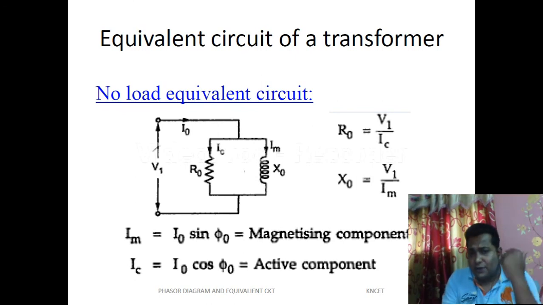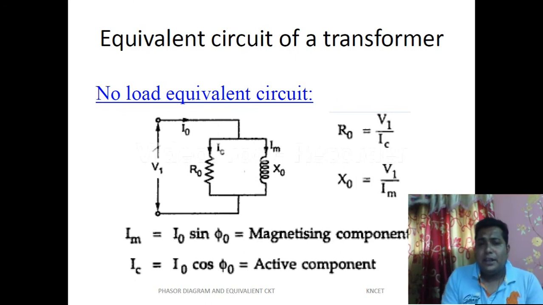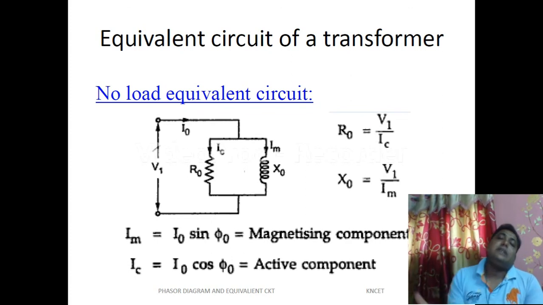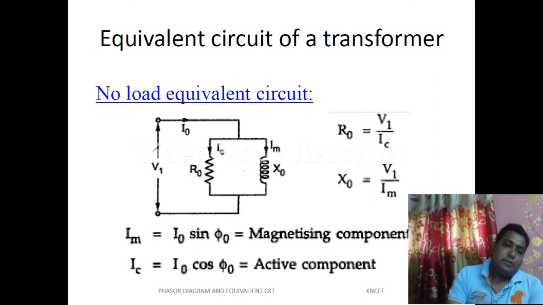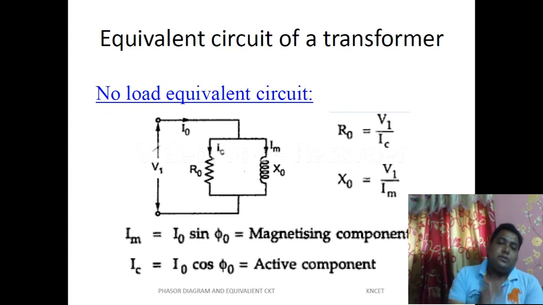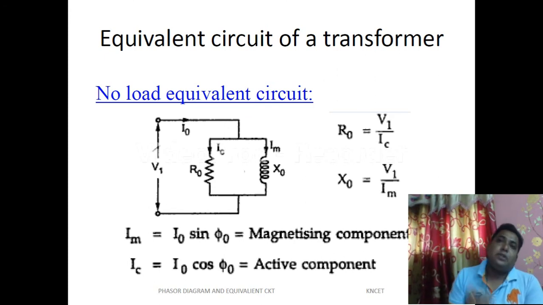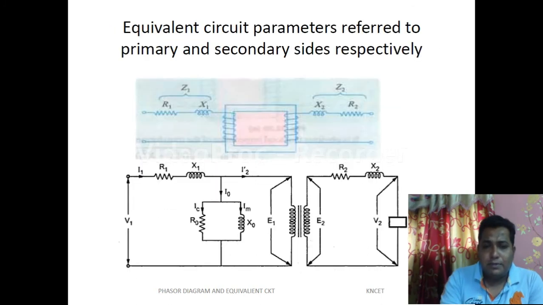So as we can see over here, there are two components. One is Im, which is going through that X0, that is actually generating the flux, and Ic is the current flowing through the resistive property of the winding, that is actually not being utilized. So this is the thing, and as the name suggests, Im is the magnetizing component and Ic is the active component, the loss component. Okay, so coming to the next part.